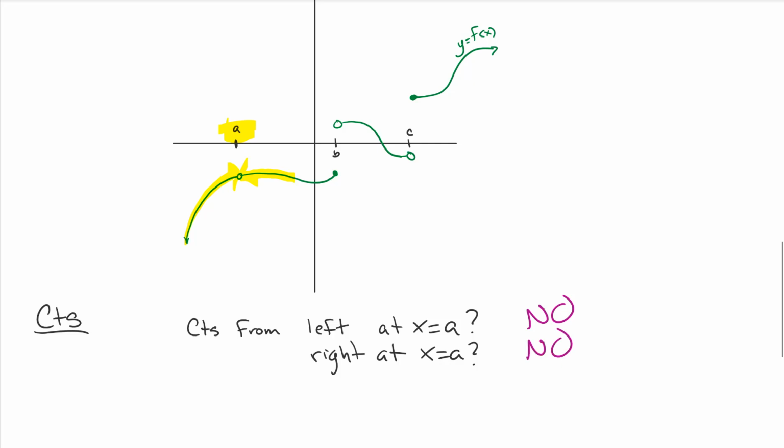All right. Cool. Let's go to our next one. Let's go up here. Like out of order. Continuous from the left at x equals b. Continuous from the right at x equals b. Let's look.